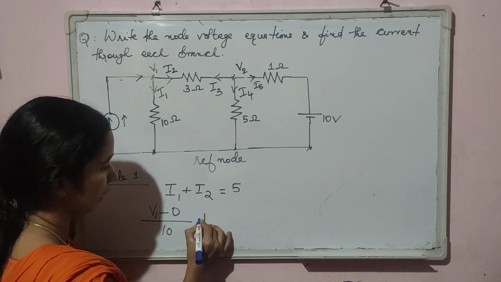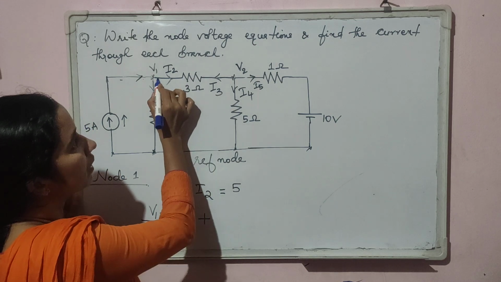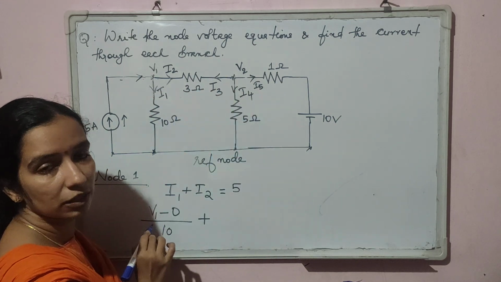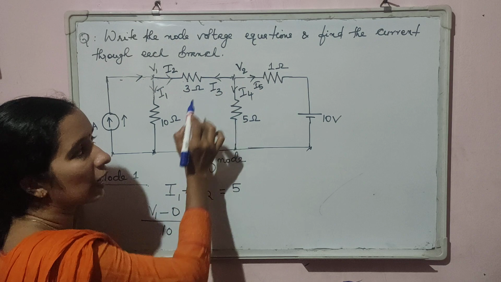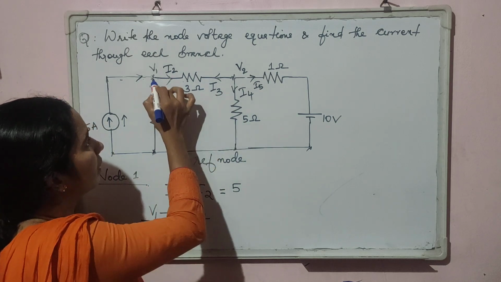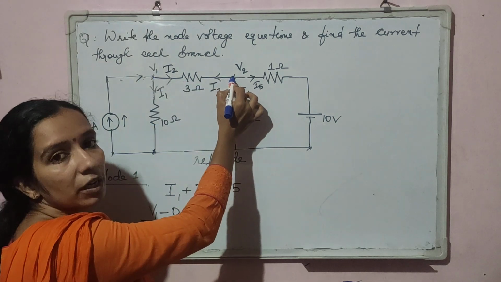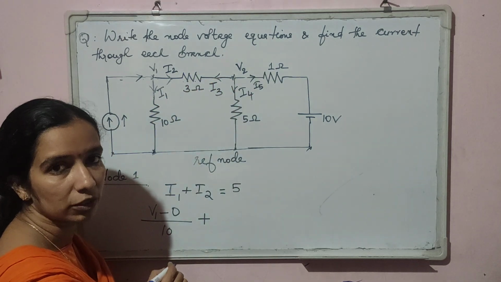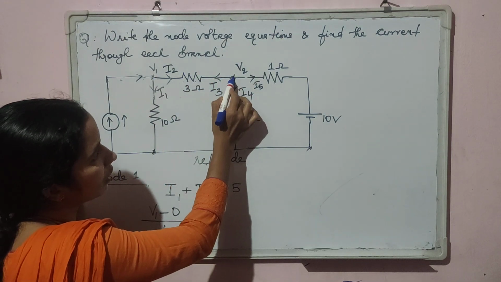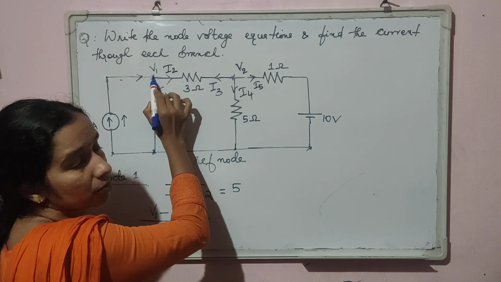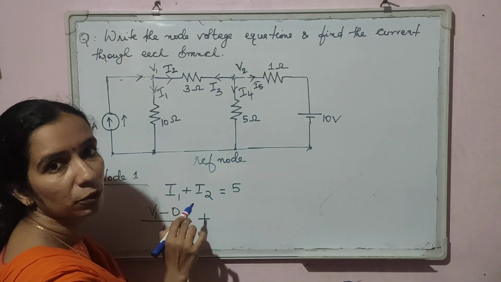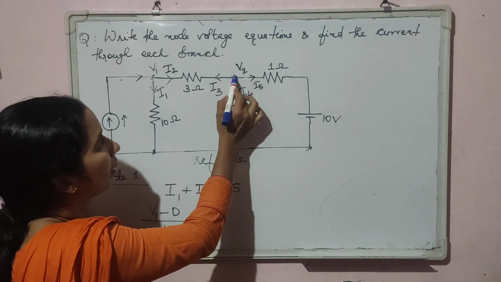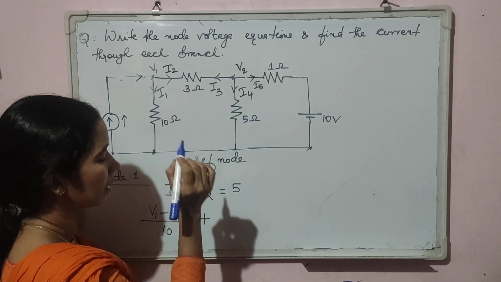Plus I2. I2 is the current flowing through this branch. So the value of I2 will be equal to the potential difference across the branch, or voltage across the branch, divided by the resistance of the branch. The voltage across this branch is the potential of this point minus the potential of this point, that is V1 minus V2, divided by the resistance.